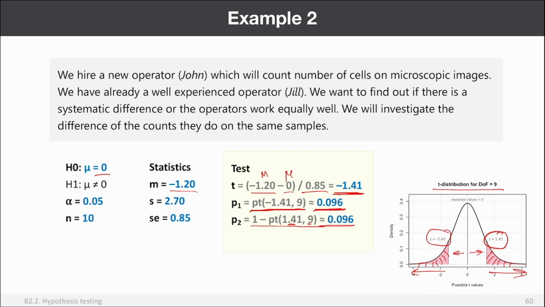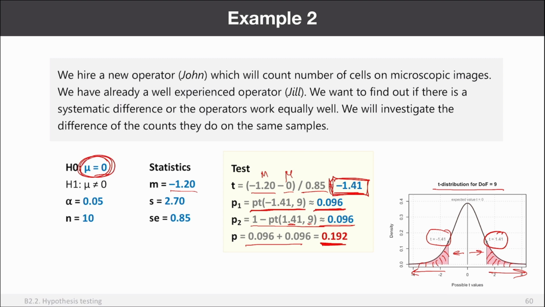Strictly speaking, I can compute only one area and double it because you remember t-distribution is perfectly symmetric, but I just computed it this way. So now we sum the areas up, and this is our p-value. So this is the chance to get a sample as extreme as we have, or more extreme, assuming that null hypothesis is true.